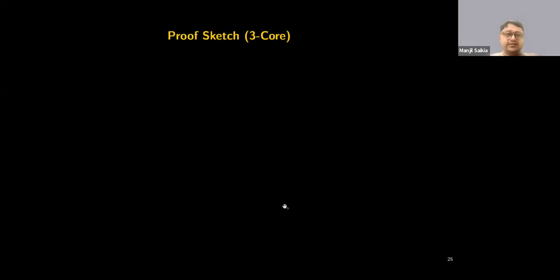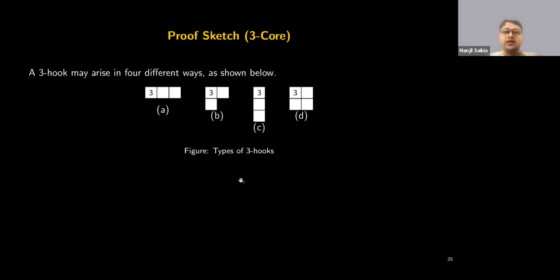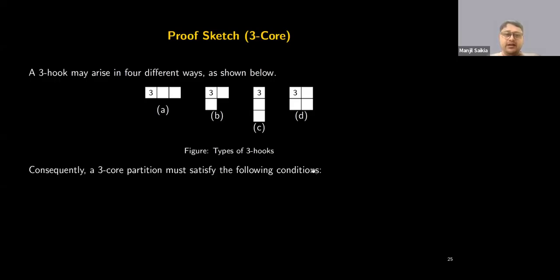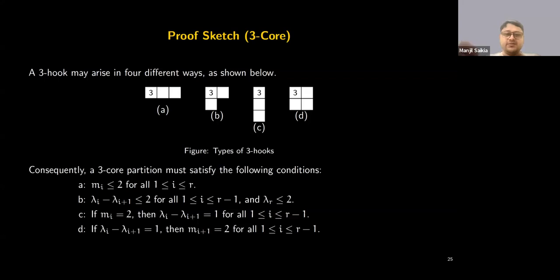And again, the idea is similar. We look at how three hooks can appear in a partition. These are the four different ways by which a three hook can appear. And again, this gives us some combinatorial description of how you can describe the partition, which is going to be a three core partition. So this needs to avoid these four configurations.